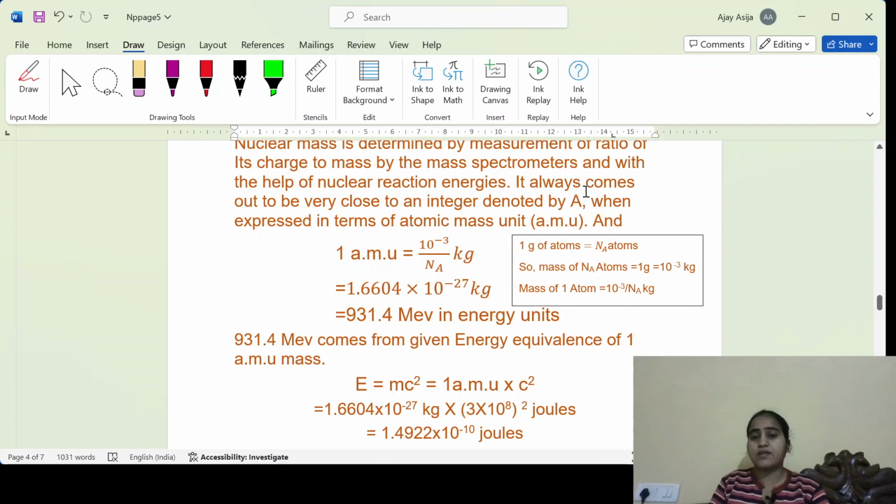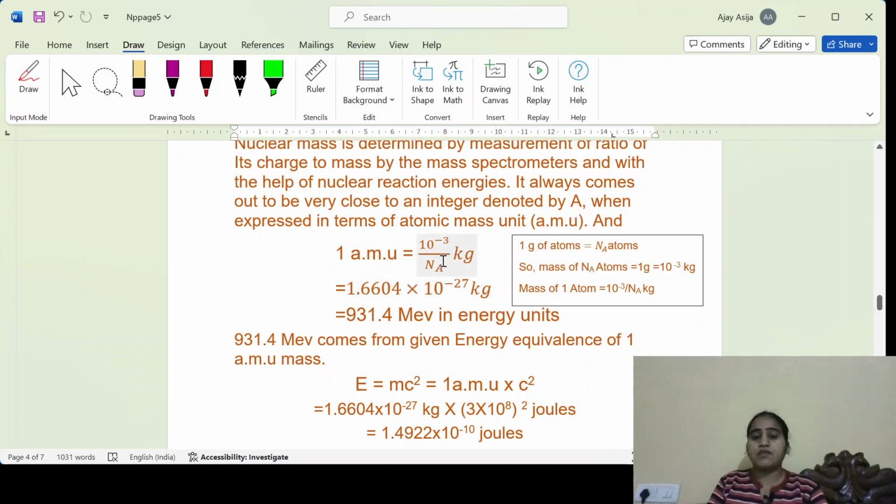This integer is denoted by A and called its mass number. So 1 atomic mass unit is equal to 10 raised to power minus 3 by Na kilogram, where Na is Avogadro's number. How does it come? We know that 1 gram atom is equal to Na atoms. Na is Avogadro's number. So the mass of Na atoms is equal to 1 gram, that is 10 raised to power minus 3 kilogram. So the mass of one atom will be 10 raised to power minus 3 kilogram by Na. This is the mass of one atom, which is equal to one atomic mass unit. So one atomic mass unit is equal to 10 raised to power minus 3 by Na kilogram.